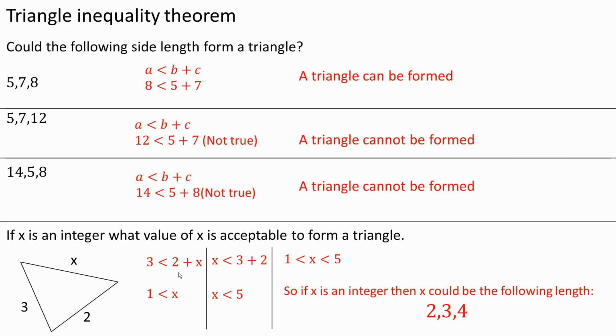So I'm saying 2. 2 plus 2 is 4, and 4 is greater than 3. Likewise, 3. 3 plus 2 is 5, and 5 is greater than 3. Finally, 4, and we know that 3 plus 2 is 5, and 5 is greater than 4. And so these 3 values are correct. And that's pretty much it for this video.